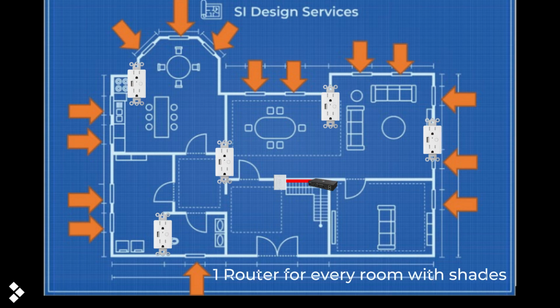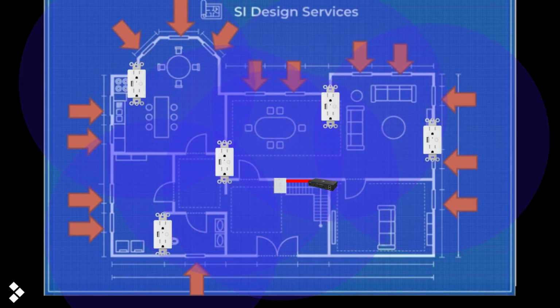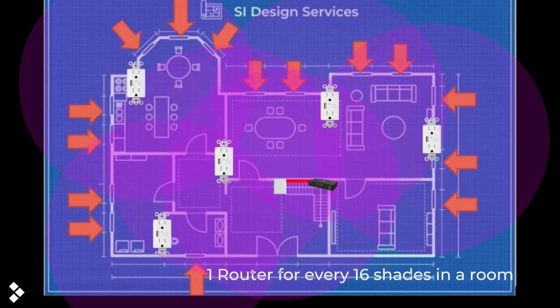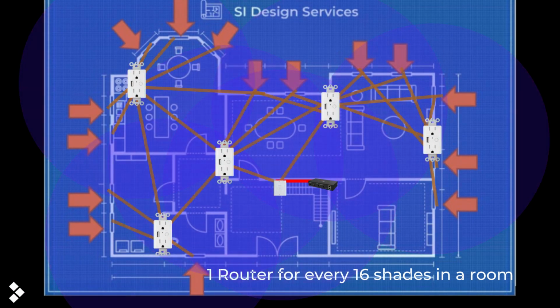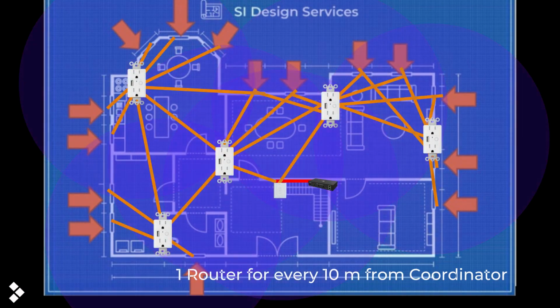In general, you need at least one mesh router in every room with lithium Zigbee shades, and you will also need at least one mesh router for every 16 lithium shades. And you will also need a mesh router for every 10 meters in distance you are from the Zigbee coordinator.